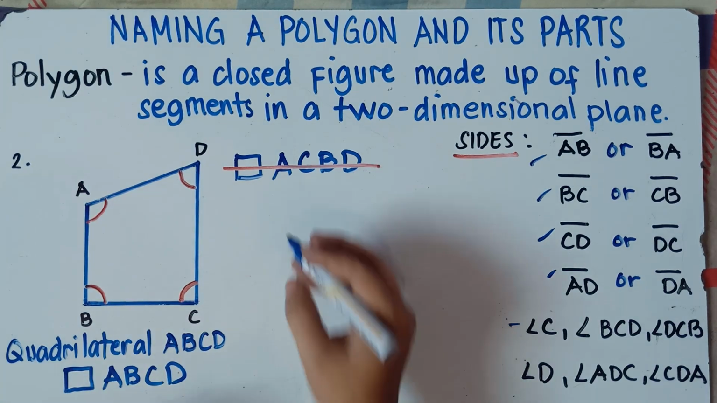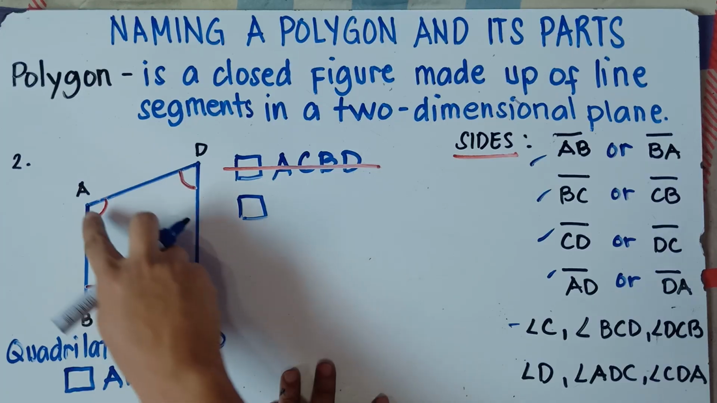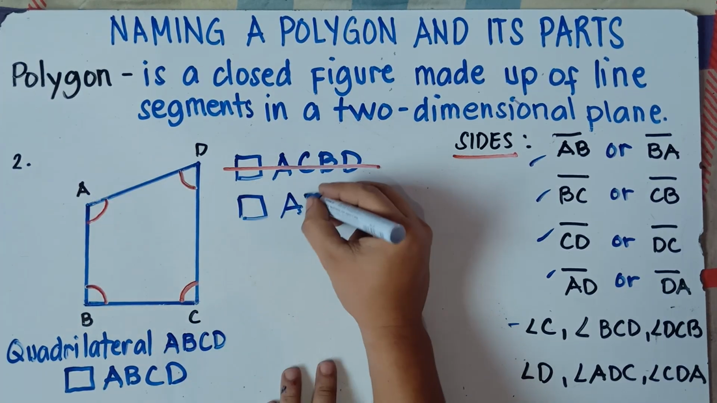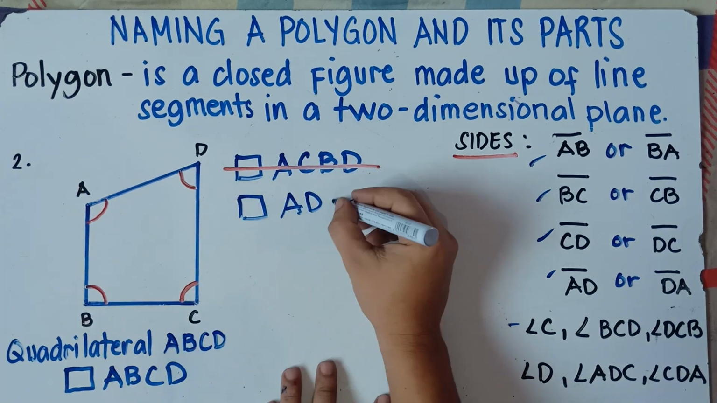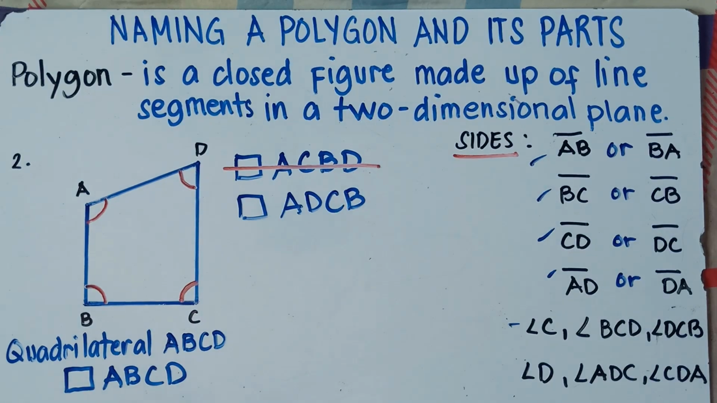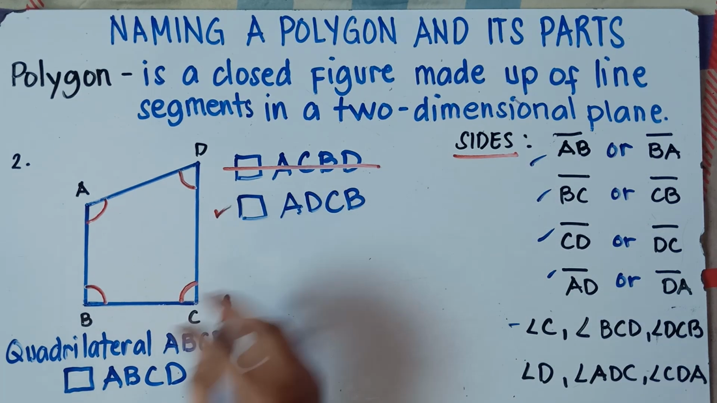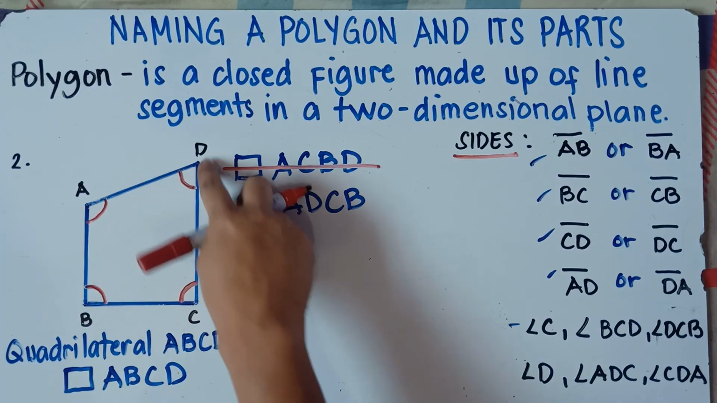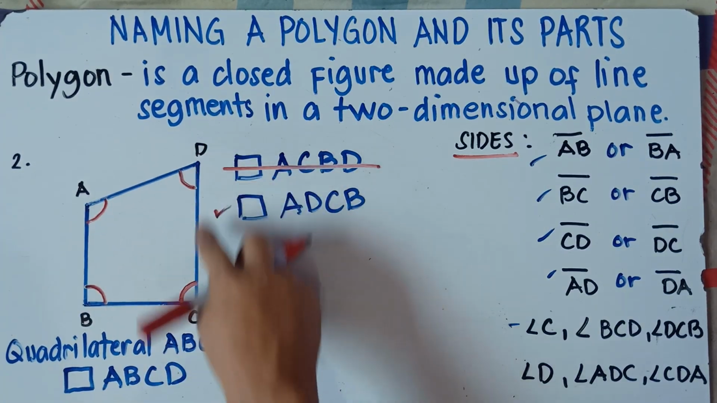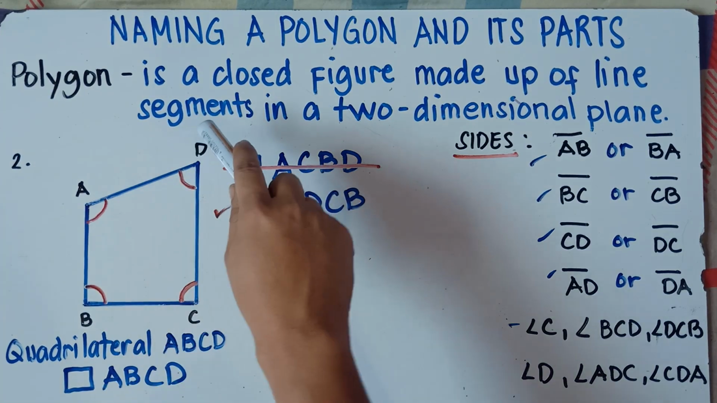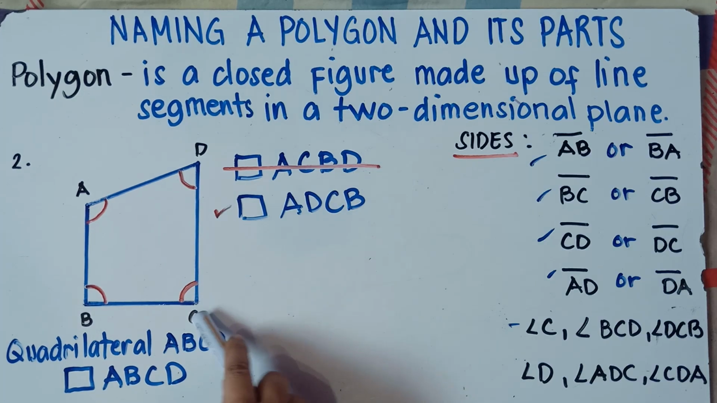Question, sir, can we read this one quadrilateral ADCB? Can we do that one, sir? Yup, you can actually do that one, class. This is acceptable, class. We can read this one ADCB, because the vertices are consecutive. A, next is D, next is C, next is B. So we can name that one ADCB.